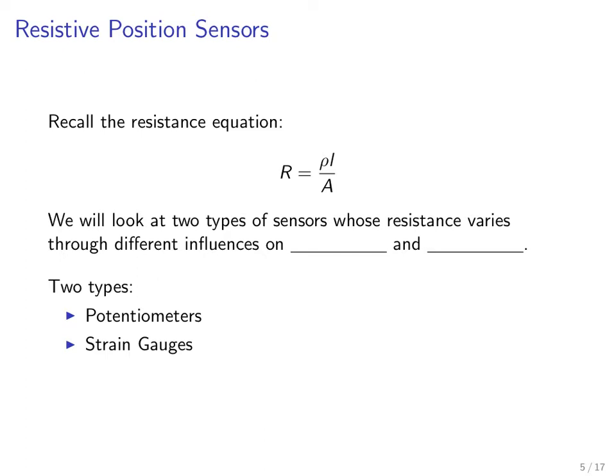Now recall the resistance equation, which we've seen in a few different contexts now, that resistance in ohms is given by the resistivity of a given material that the resistor is made out of times the length of the material that you have divided by the cross-sectional area of the material. And so here we're going to look at two types of sensors whose resistance varies through different influences on L, the length, and A, the area. And the two types we'll be looking at will be potentiometers and strain gauges. We'll start with potentiometers, which are the most common.